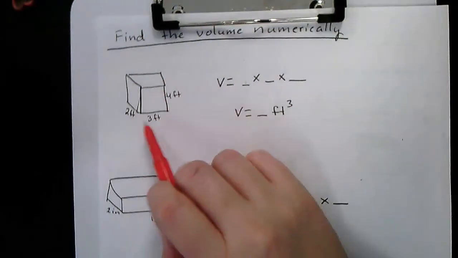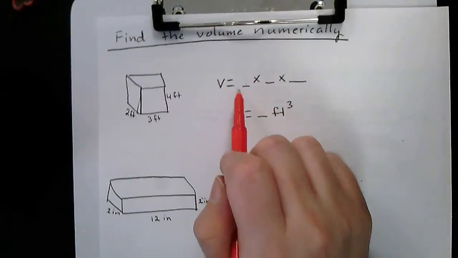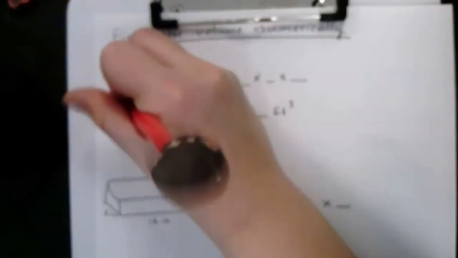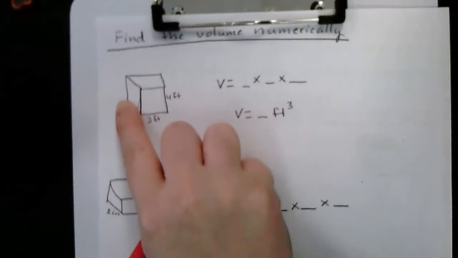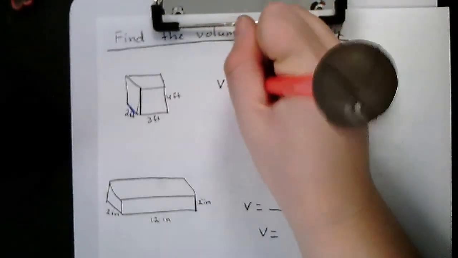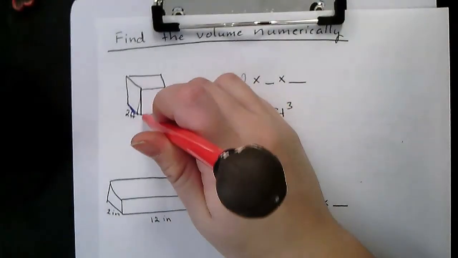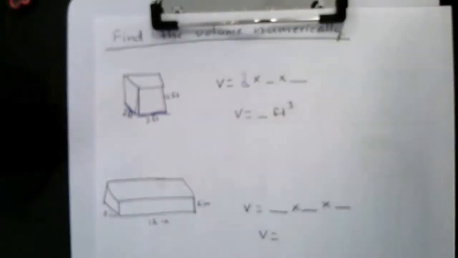So we are going to find first our length. So our length out of these 3 numbers is this one right here, because we're looking at this edge that's just going straight back. So 2 feet is our length. Then to find our width, we find the number that's going straight across, which is that one right there.